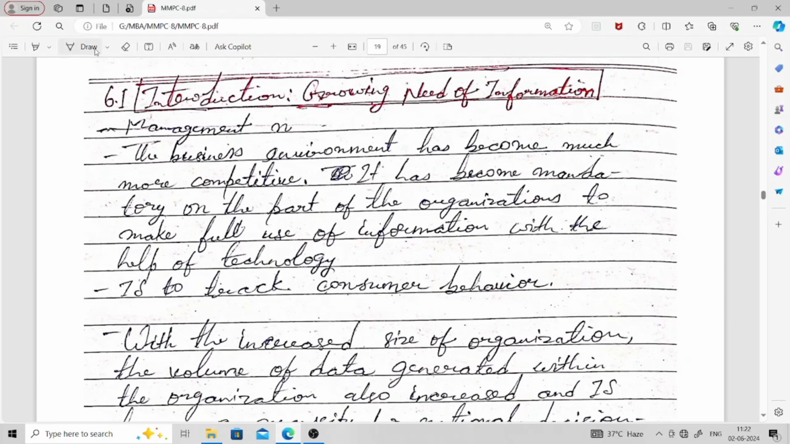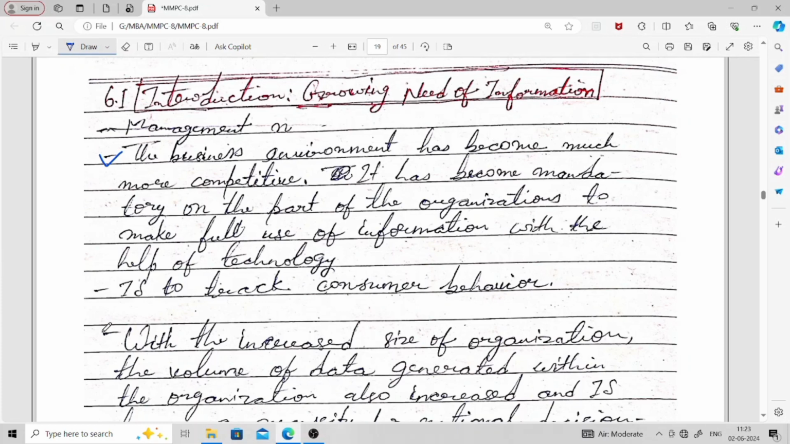Given that the business environment has become much more competitive, it has become mandatory for organizations to make full use of information with the help of technology. It means whatever information is available should be used in a much better way using technology. We can also use information systems to track consumer behavior.